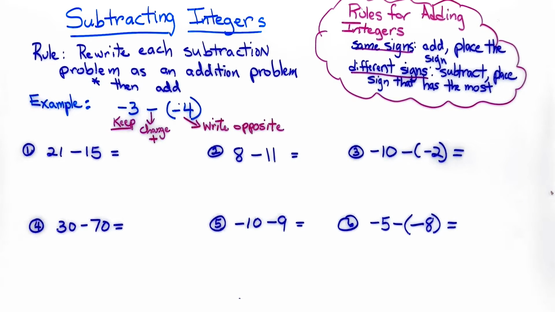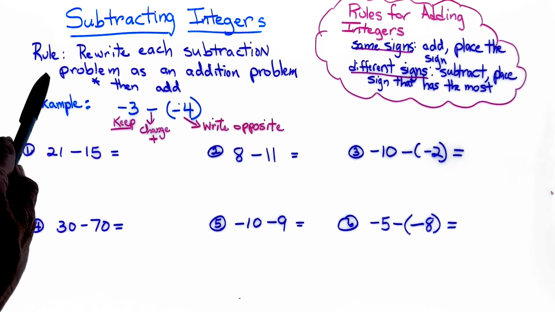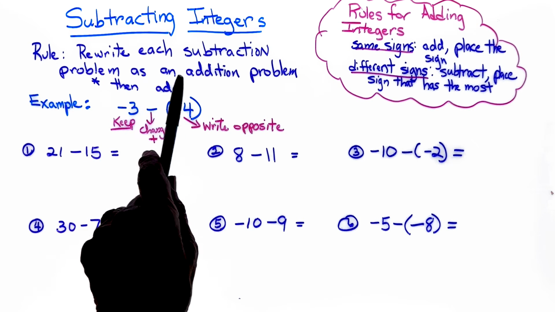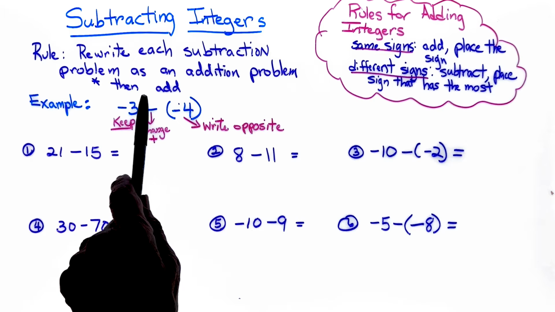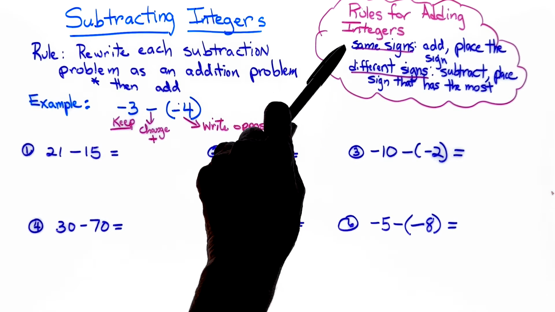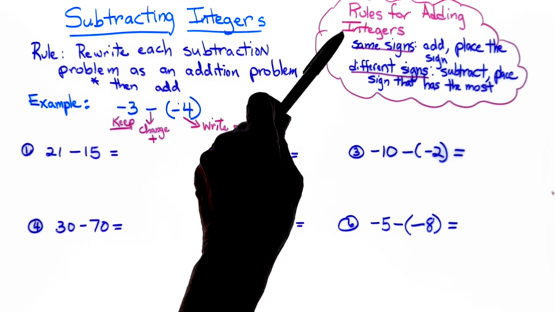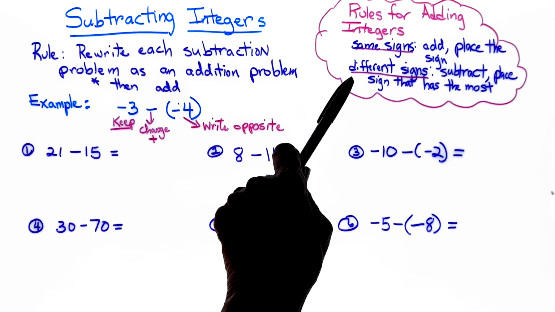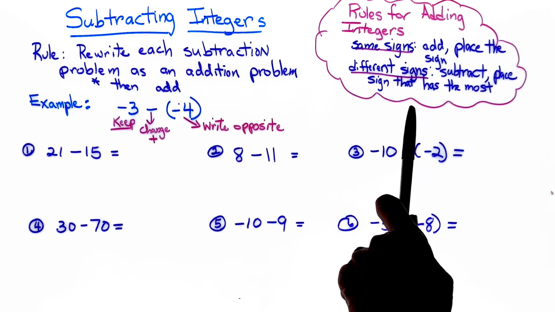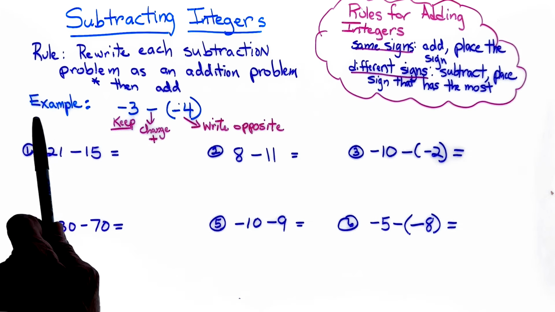In this lesson, we will be subtracting integers. Our rule that we must remember is we're going to rewrite each subtraction problem as an addition problem, and then we're going to add. So let's review our rules for adding. Remember, if the signs are the same, you just add and you place the sign. If signs are different, even though it's an addition problem, we must subtract and place the sign of the number that has the most. So let's look at this example.